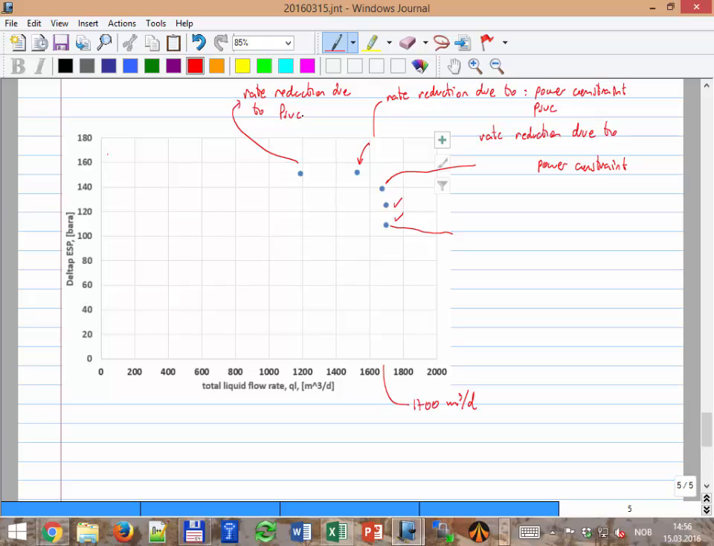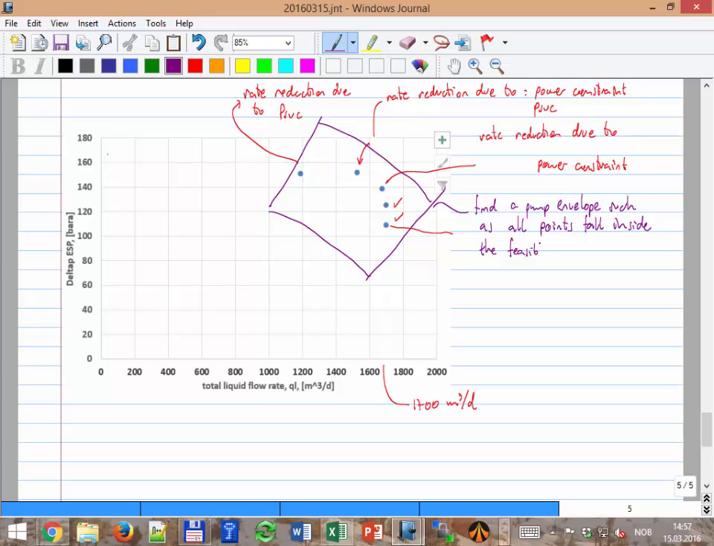So now, this is what the reservoir people want, and this is what I propose, using as minimum input from the pump as possible, okay? So now what I will try to find, or what I would do in an ideal situation, is find a pump envelope that does something like this, okay? That exactly every operating point in time is going to fall inside of my pump envelope. Find a pump envelope such that all points fall inside the area. We say the feasible area.